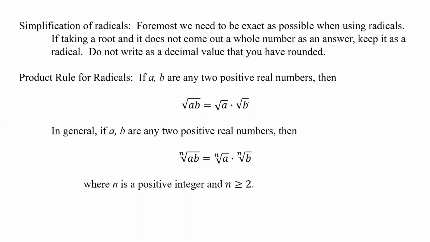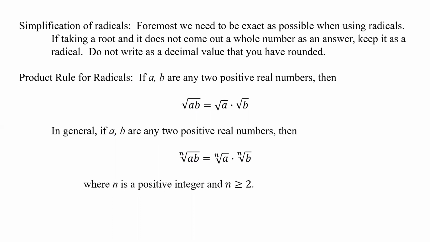Or what we could do is also go from this side. We can say the square root of a times the square root of b is equal to the square root of a times b underneath the radical. Now in general, if a and b are two positive real numbers, then the nth root of a times b is equal to the nth root of a times the nth root of b. And again, this is for n as positive integers greater than or equal to 2.